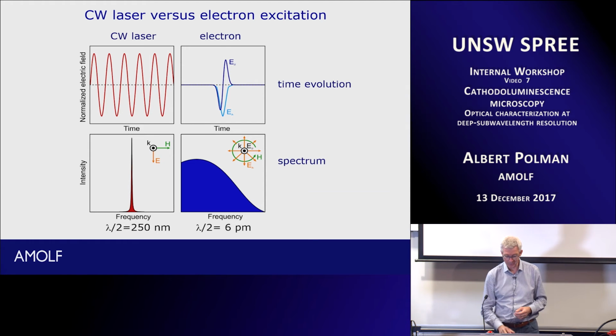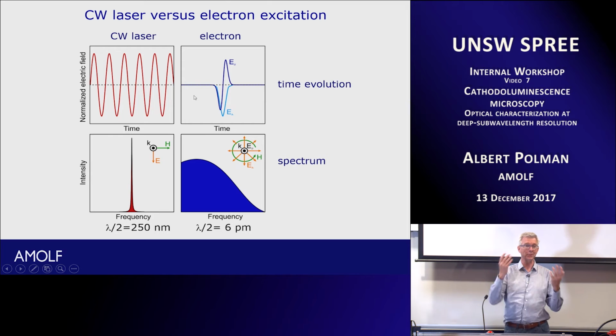If I have an electron, on the other hand, I have one wiggle of the electromagnetic field, and that corresponds to a very broad spatial frequency, energy bandwidth, and so I have a white light source, basically.